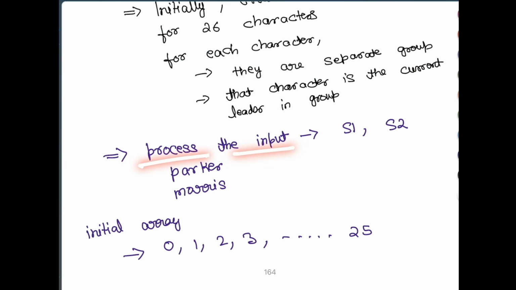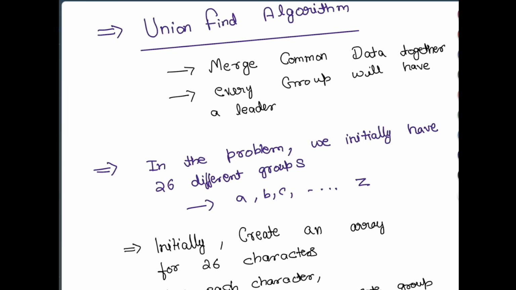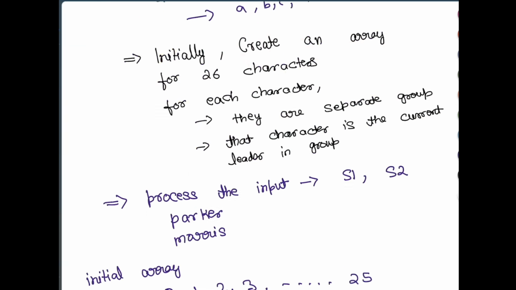Now you can process the input S1 and S2, and based on the input, which is Parker and Morris in example number 1, you will create groups out of this, right? For now they belong to separate groups. What you will do is merge the common data together, and then for each of the groups you will have a leader. Let us see how we can do it.